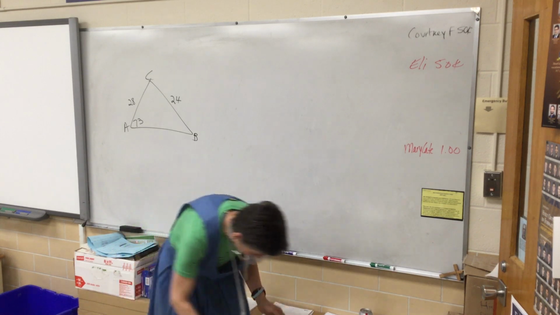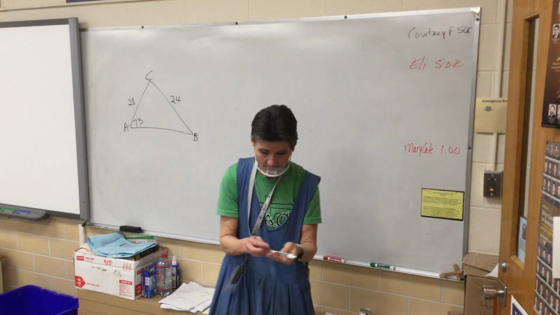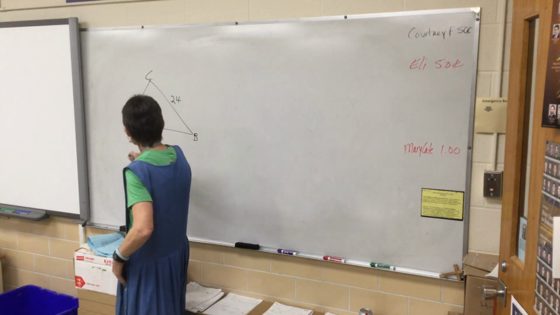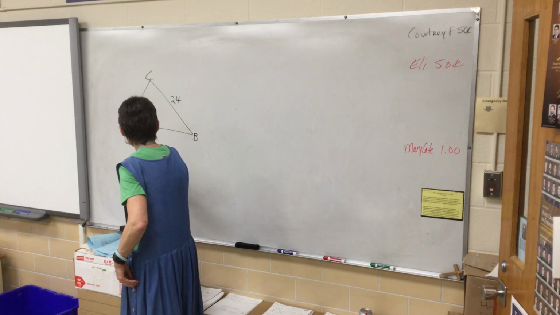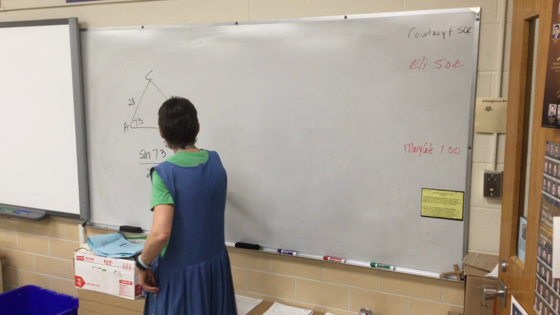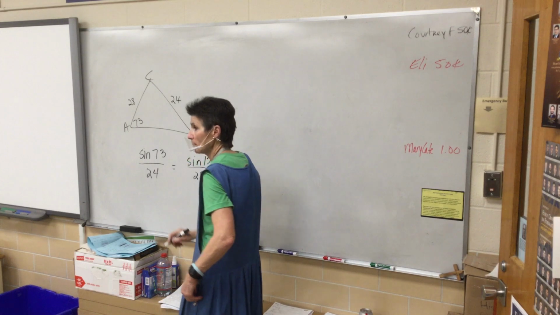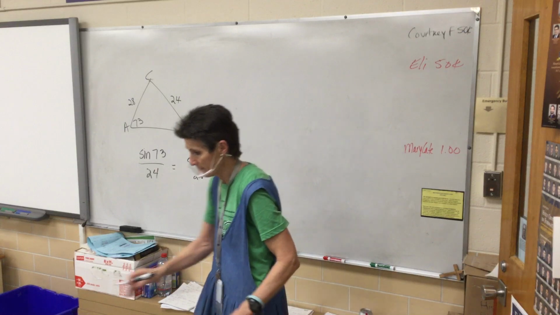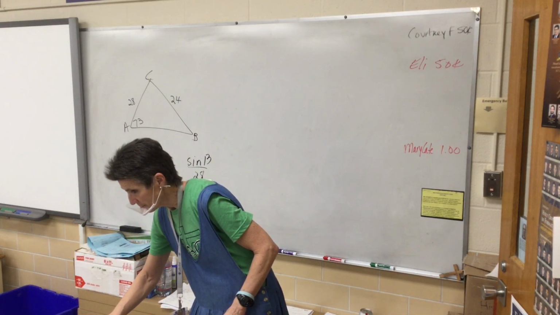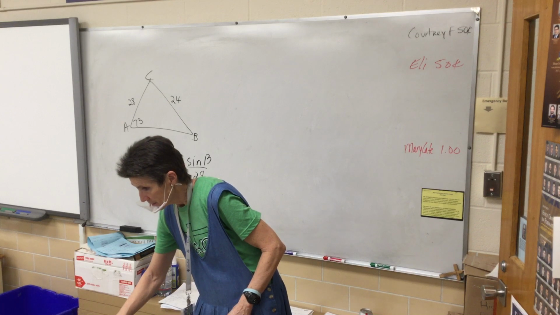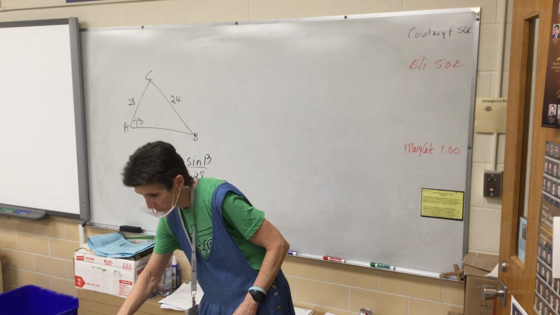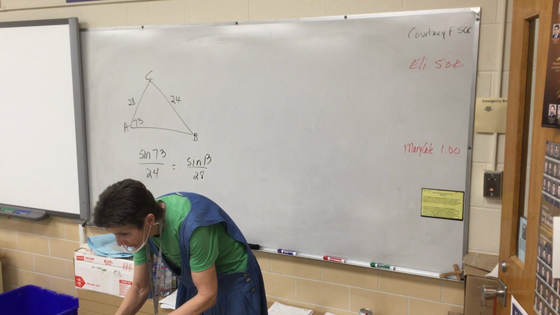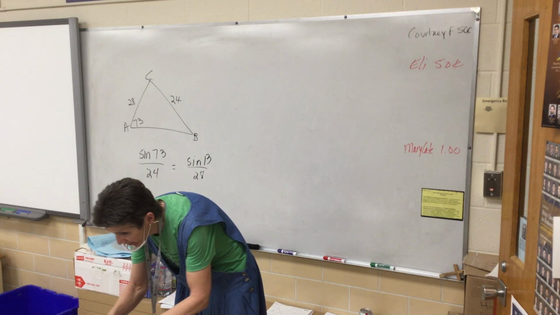So, everybody remember the law of sines? The law of sines says sine 73 over 24 equals the sine of B over 28. Everybody remember that? Law of sines, big deal. I mean, it's a biggie. It's important. Very easy. So then, we're going to do our cross multiply thing, and we're going to figure out what that missing angle is.